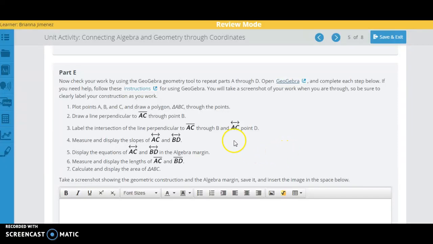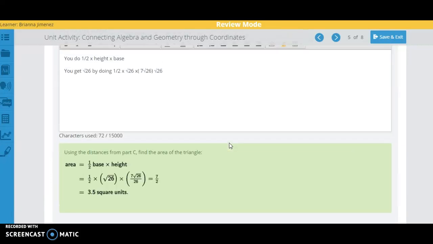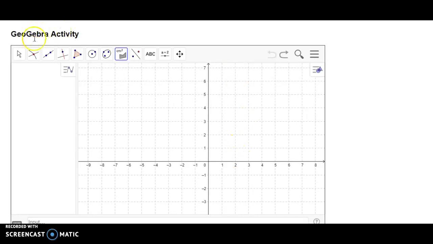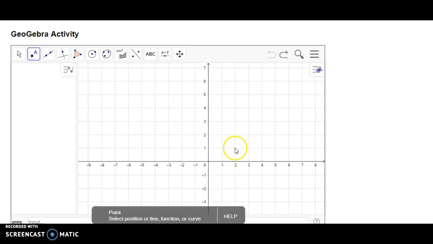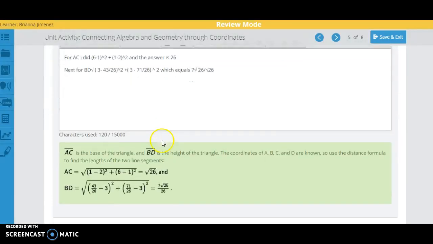Hey Brianna, so we're going to look at part E, F, and G, like you were saying that you might not have done the construction right. So if we go up here, you did the rest of it all right though. So let's go ahead and plot these 3 points, (2, 1), (3, 3), and (1, 6). So (2, 1), (3, 3), (1, 6), and then let's go down here.